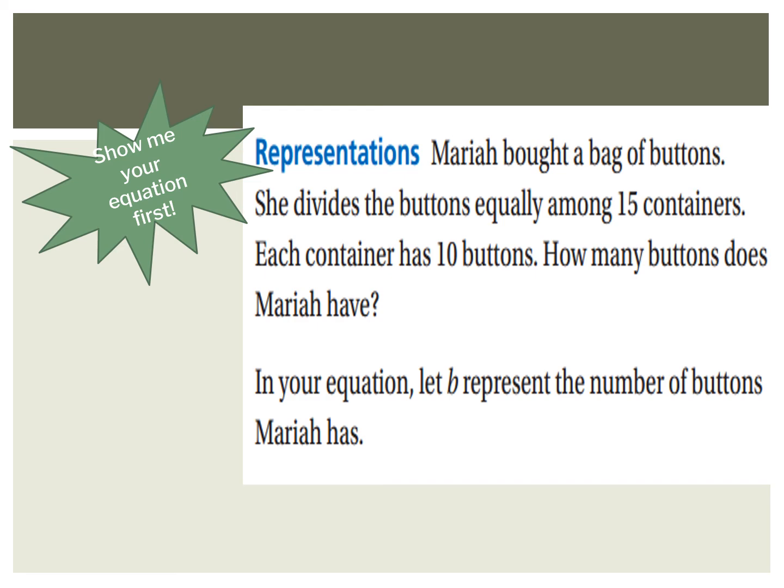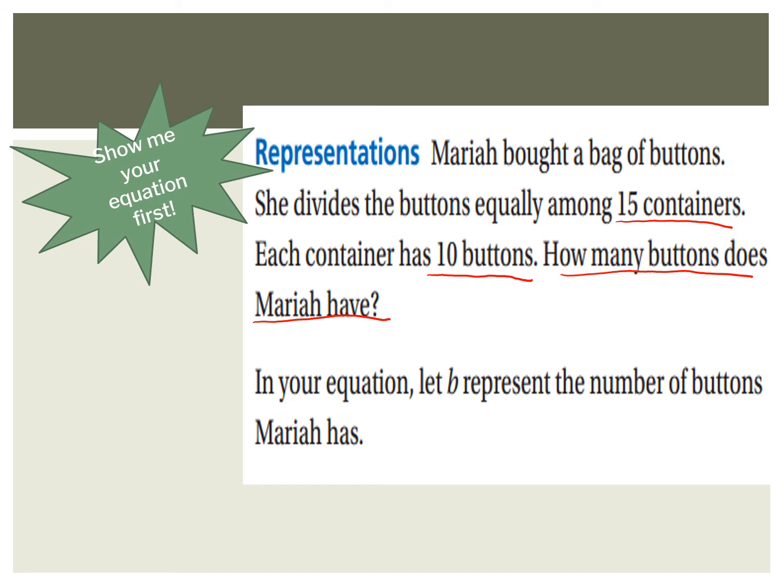Now, representations. We're going to show our work with an equation first, and we'll use a strip diagram to solve these problems. Okay? So Maria bought a bag of buttons. She divides the buttons equally among 15 containers. Each container has 10 buttons. How many buttons does Maria have? All right, so do I know a total or do I need a total? In this situation, it looks like I need a total. What do I know? She divides the buttons equally among 15 containers, and each container holds 10 buttons.